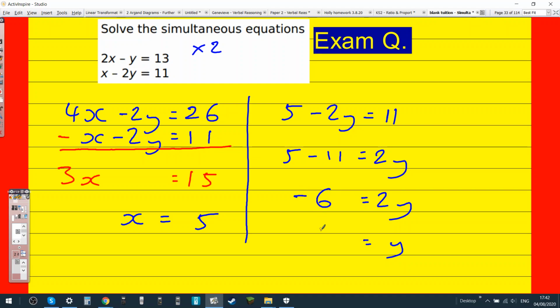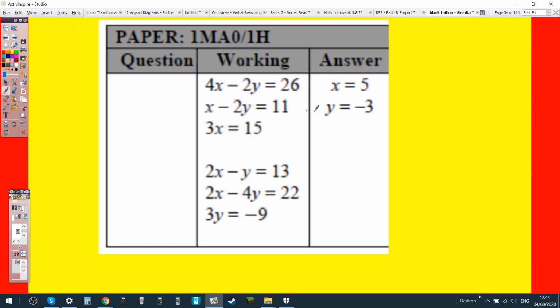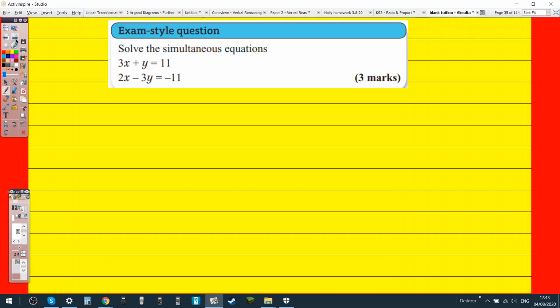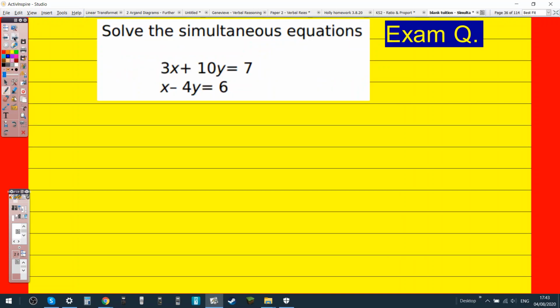Yep. So y is? Y is minus 3. So you said y is 3 first time. Y is actually minus 3. So with all the minuses going on, just write it down so you don't make a mistake. Okay. So x is 5, y is minus 3. Is that right?